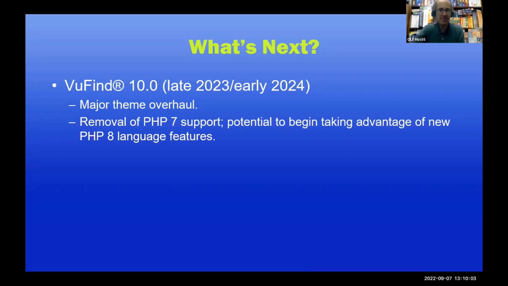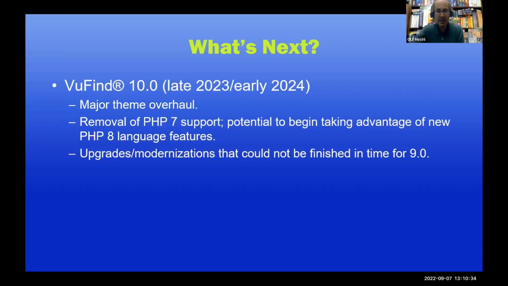VuFind 10, I think, will be the time that we are able to stop supporting PHP 7 and begin fully taking advantage of new features in PHP 8. PHP 7 is reaching end of life this November, and I think in theory we probably could pull PHP 7 support even in release 9, but given that the work on 9 is nearly done and some people may need some extra time to get up to PHP 8, I think waiting until 10 is probably going to make the most sense.